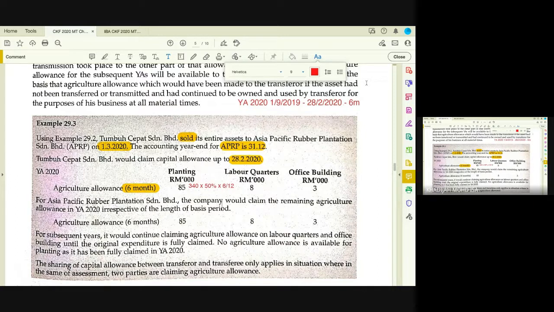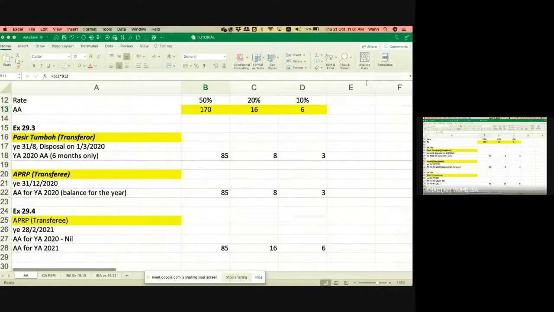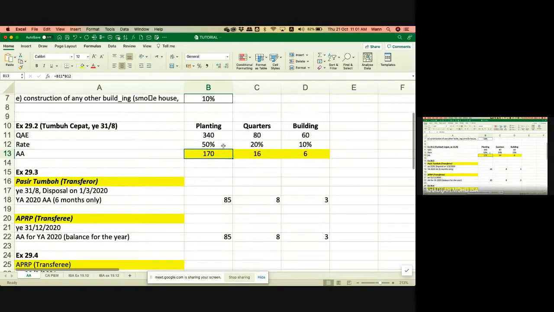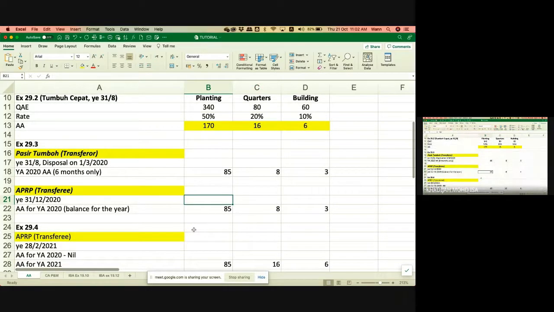Right? So that is example 29.3. Do you get that? Tumbuh Cepat disposed on 1st of March. For YA 2020, you are going to claim for 6 months only. So 340 times 50 times 6 months, you get 85. But for APRP, for year end 31st December 2020, you're going to claim the agriculture balance for 2020, which is only 85. Alright, any question for example 29.3 before we go into 29.4?